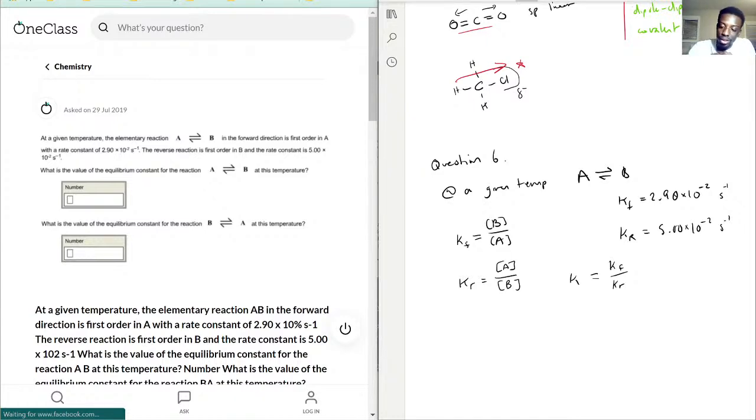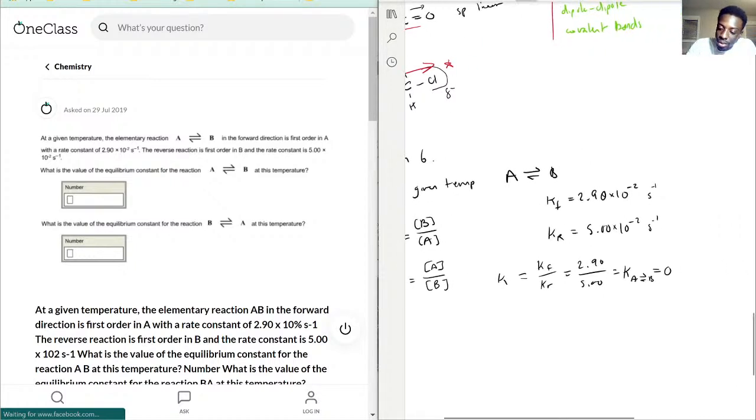And as we discussed, the forward reaction is that number here, the 2.90, and the reverse reaction is 5.00. Since they're both 10 to the negative 2, we don't really need that. But pretty much our K equilibrium constant from A to B is equal to 0.580. That's what we get.